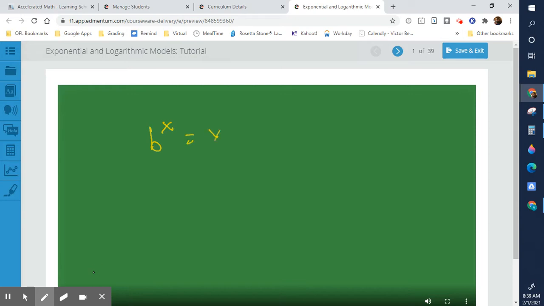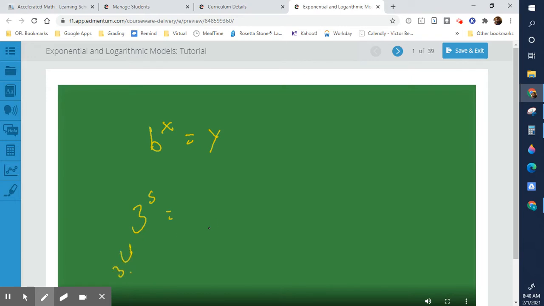So let's say you have an exponent and it's some number b to the power x, and this is going to give us a y. So this is telling me that I have some number here, and I'm going to multiply it by itself. For example, if this b was a 3 and this x was a 2, it would be 3 times 3. If it was a 3 and this x was a 5, it'd be 3 times 3 times 3 times 3 times 3.